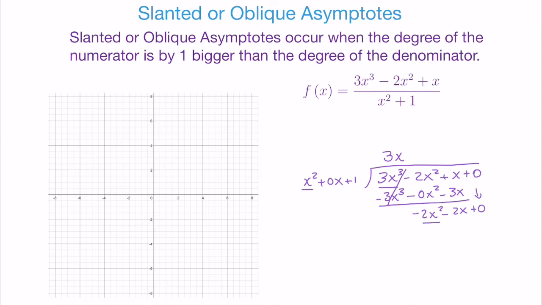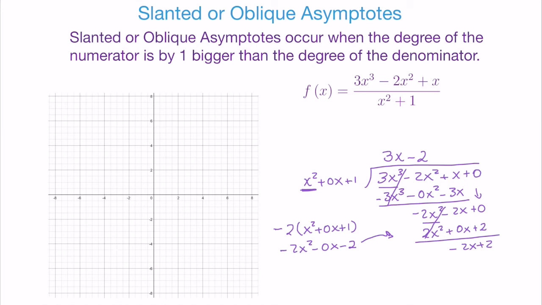Divide the first term here by the first term here, negative 2x squared divided by x squared, and we get negative 2, which goes to the quotient. Then multiply negative 2 by the divisor, x squared plus 0x plus 1, we get negative 2x squared minus 0x minus 2, and you change signs. We do 2x squared, negative 0x plus 0x, negative 2 and go plus 2. This cancels out, of course, and we get negative 2x plus 2.